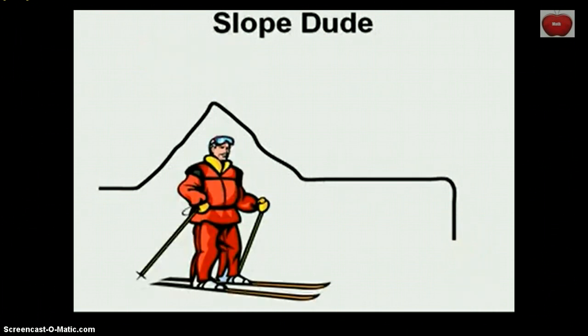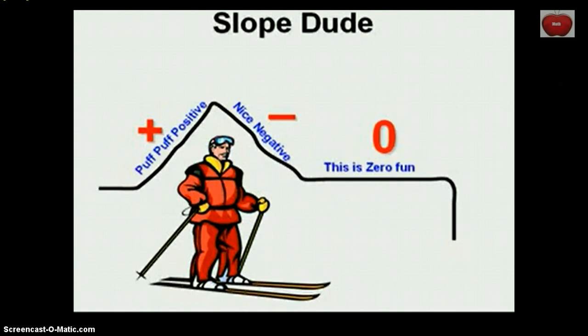This has been the Adventure of Slope Dude. Remember always what he said during his ski trip. Up the hill or up the slope, he said puff, puff, positive. On his downhill run, he said nice, negative. On the long flat part of the course, he said this is zero fun. And finally, when he went over the vertical cliff and straight down, he yelled the worst curse word of math and algebra. Undefined!